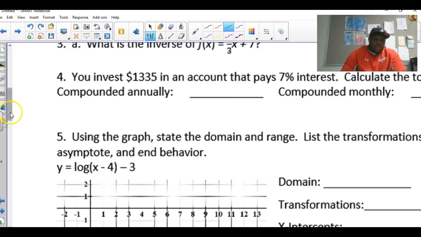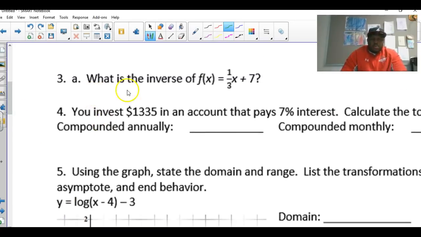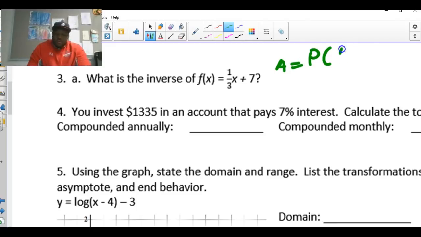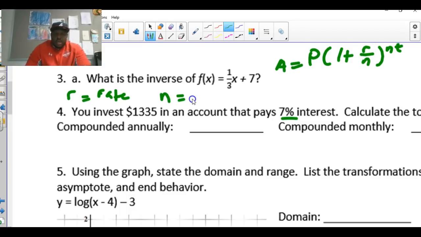So first of all, let's write down the equation we're going to use. The equation we're going to use here is A equals P times 1 plus R divided by N, raised to the N times T. Remember that R is your rate, your rate as a decimal. N is your number of compounds.